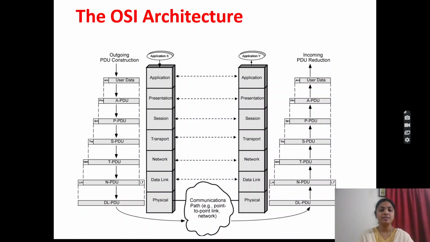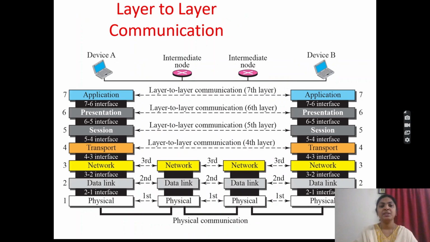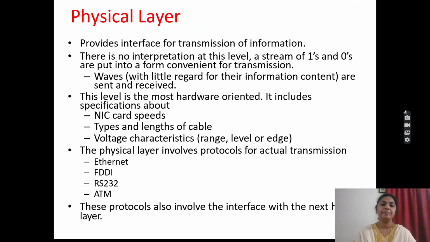And at the receiver end also, as you can see, layer by layer a header will be opened and the control information will be read. So finally, the reduced PDU will be shown to the user as a high-end presentation. So there are seven layers: physical layer, data link layer, network, transport, session, presentation, and the application layer.